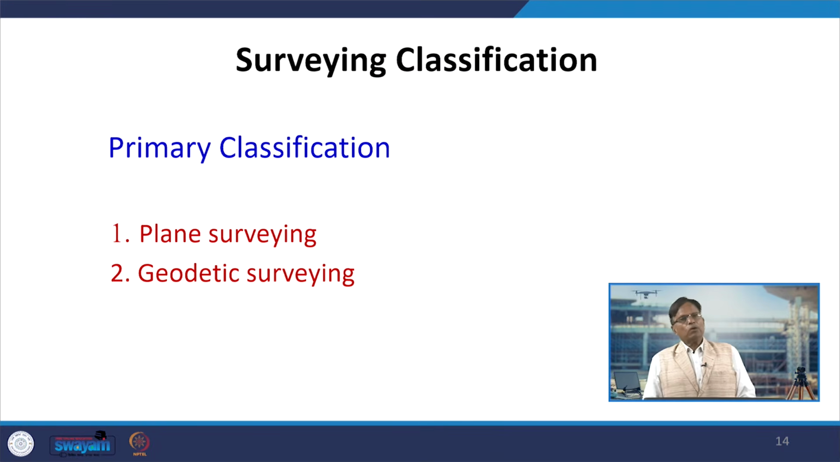Then if we look at the classification of surveying, in the primary classification we have 2 categories. The broad categories are plane surveying and geodetic surveying. So these are the 2 broad categories for which we are preparing the maps.